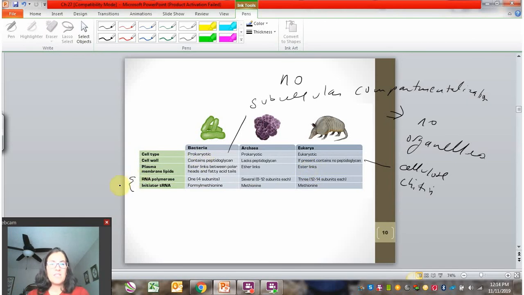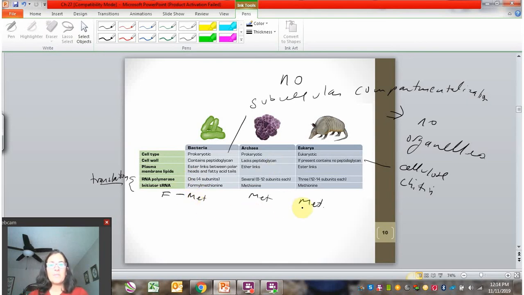These are some of the differences in translation that I mentioned earlier. So a difference in the RNA polymerase. Bacteria use just one type of RNA polymerase, whereas archaea and eukarya have distinct types. And the initiator tRNA, it's methionine in both archaea and eukarya. In bacteria, it actually uses a modified methionine called formylmethionine. So it's related, but a little bit different.